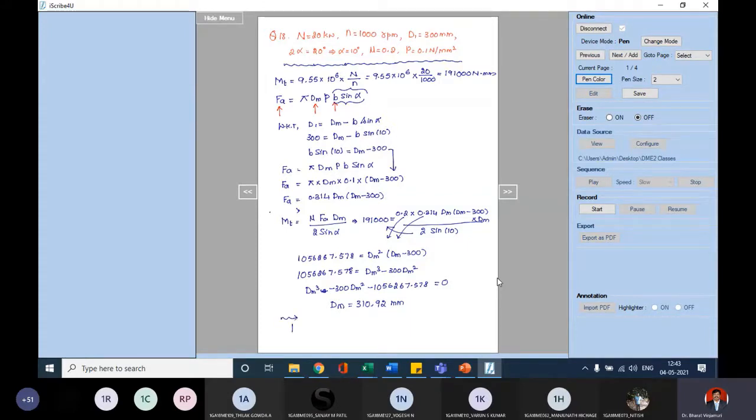Once you have got this value of dm, now I'll go for all this, because the remaining dimensions are really simple. FA is equal to 0.314 dm into dm minus 300. Now I'll be substituting. Can you tell me now what is the value of FA? 0.314 into 310.92, okay, I can say 311 only, 311 mm, into 311 minus 300. How much is the value of FA?